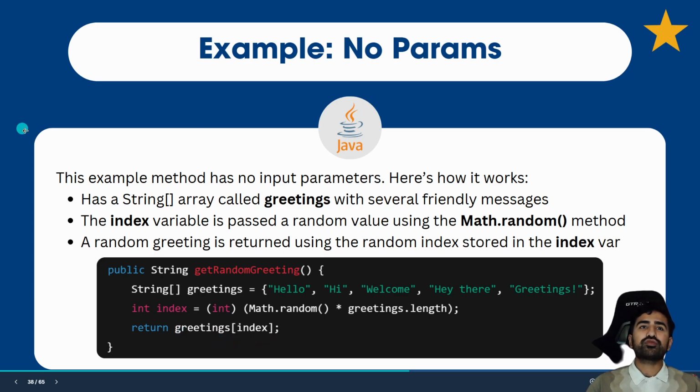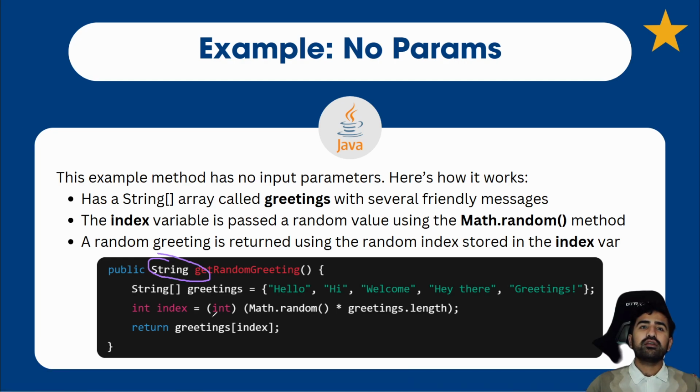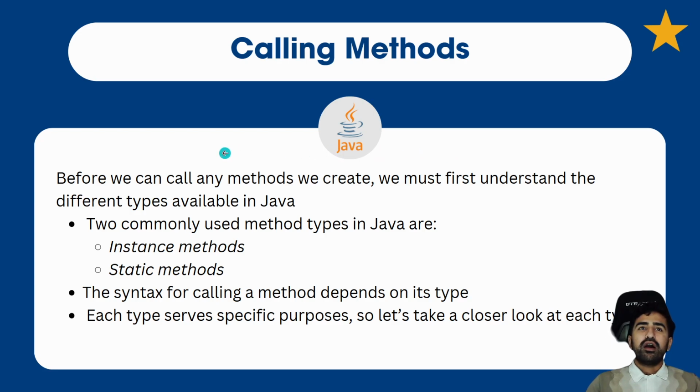And yeah, this is a string type, not a string array. It's a string value because when we access a specific value from the greetings array, we're actually just accessing a string value, a string literal. So yeah, that's get random greeting. No input params. You don't always need one. All right, so next up is going to be calling methods.